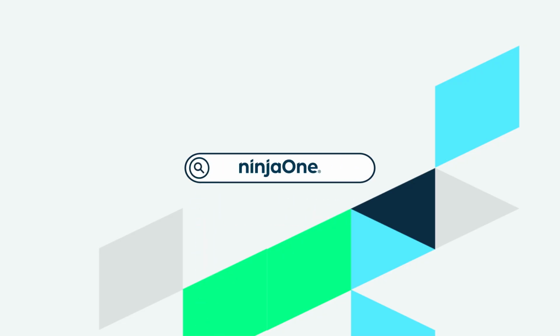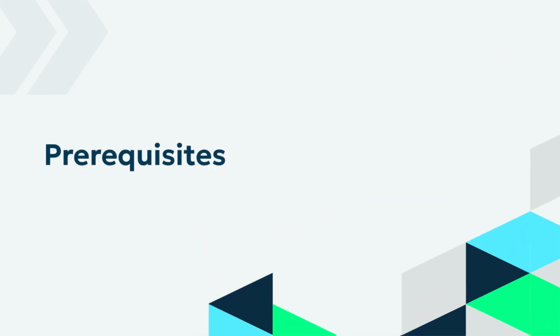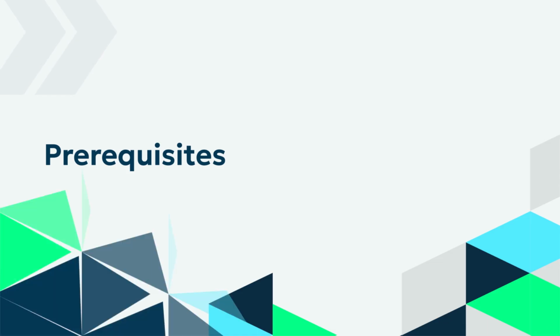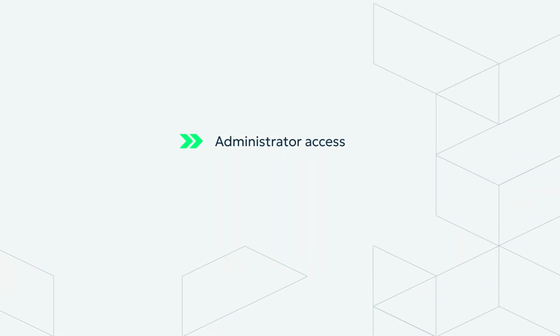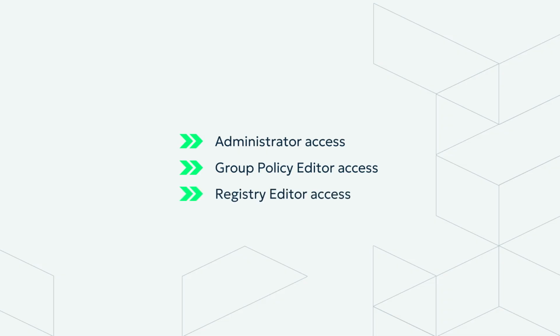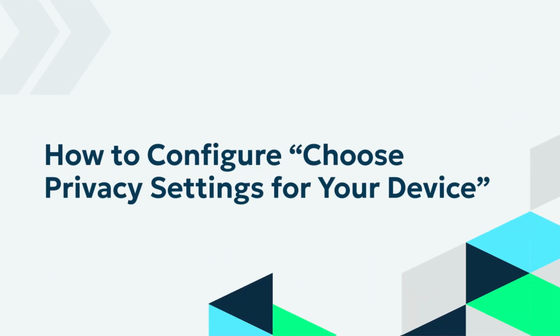Before diving in, make sure you've got a few prerequisites in place. Administrator access is required since these are system-level changes. Group Policy Editor access if you're working on Windows 11 Pro, Enterprise, or Education editions. Registry Editor access. This is available on all editions, including Home. How to configure Choose Privacy settings for your device.